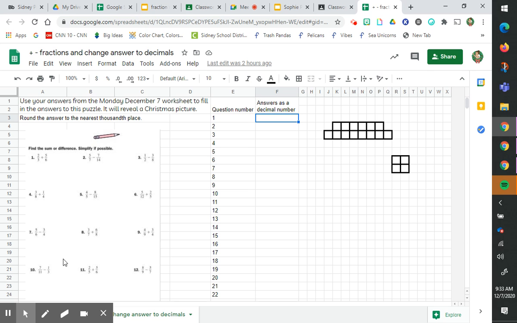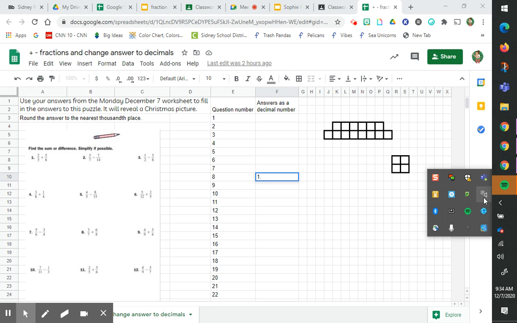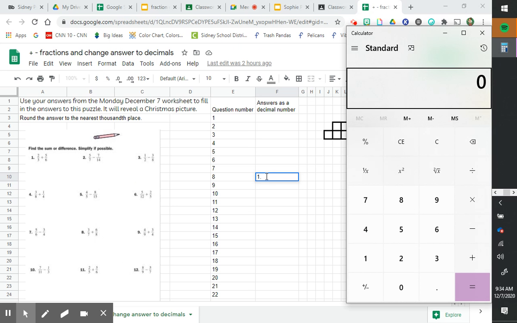Okay, now, is my answer to number 8 going to be 1 and 5/28? No, because in the directions it tells you, use your answers from Monday, December 7th to fill out the answers for this puzzle. It will reveal a Christmas picture. Our answer has to be a decimal number. So we can write 1 point, but what would 5/28 be? No. We need to divide 5/28 to find the decimal value of that fraction. There's nowhere to show your work on this one, so I do not mind if you use a calculator. I'm going to open my calculator and find out what 5 divided by 28 is.